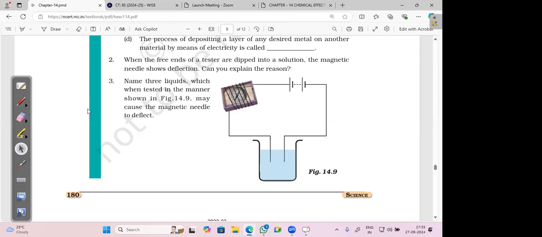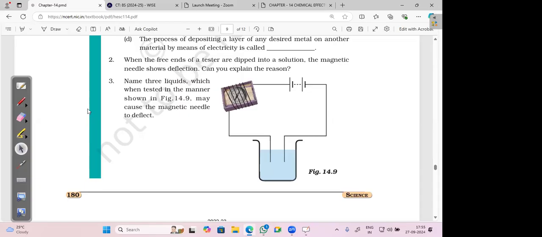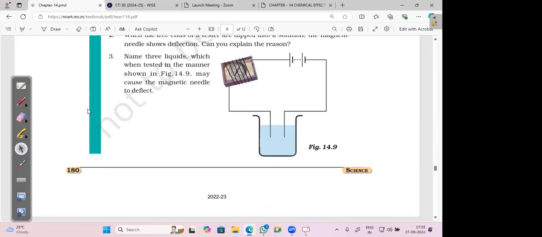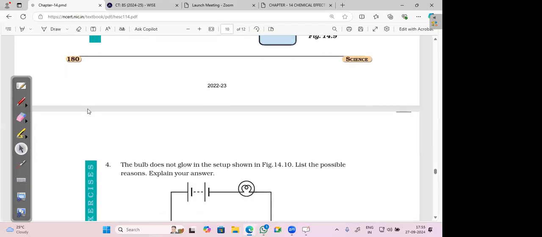The question says name the solution. Lemon juice, tap water, vinegar. Yes, mineral water, like water which is not pure. It can be either acidic or a salt solution of water. You can take sodium chloride solution also.